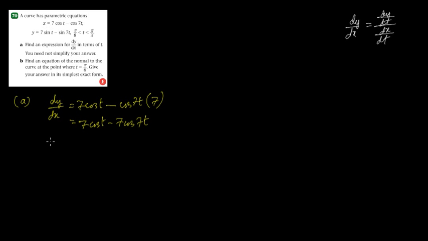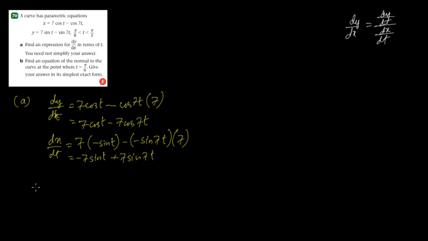Now let's move on to the derivative of x. So dx by dt would be equal to 7 is the number. Derivative of cos t is minus sine t, minus the derivative of cos theta is minus sine theta, so minus sine 7t into d by dt of the angle 7t is 7. So what we have here is minus 7 sine t plus 7 sine 7t.